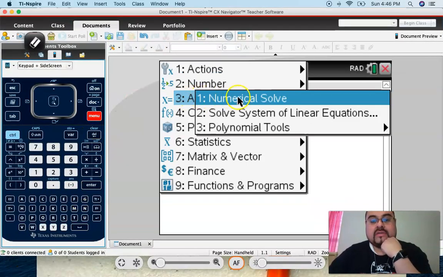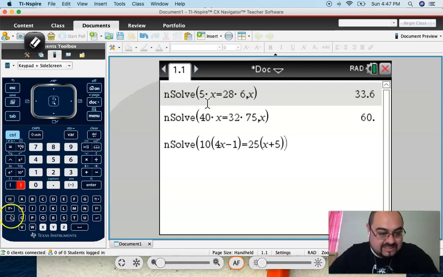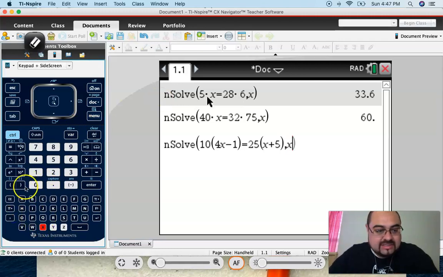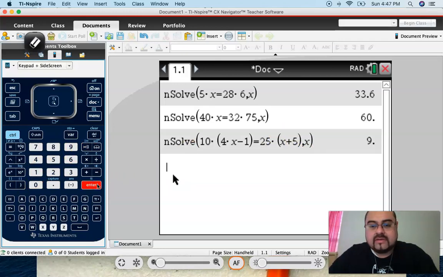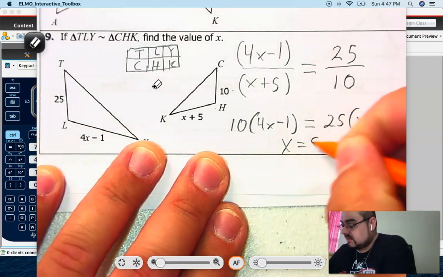Menu 3, numerical solve. Okay, type it in exactly the way you wrote it down. 10 times 4x minus 1 is equal to 25 times x plus 5. Of course, I'm going to go ahead and put comma x before I close out the last set of parentheses. Close it out. That's telling the calculator that I want you to solve this equation for x. Hit enter, and you'll see that what we get is x is equal to 9. X is equal to 9. And there's our answer.